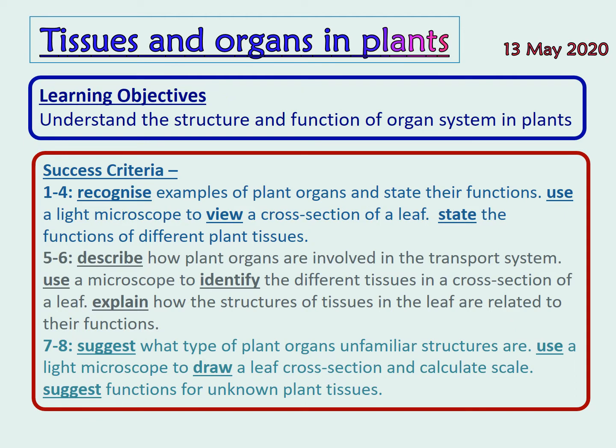For 5 to 6, we need to be able to describe how different plant organs are involved in transporting things around the plant. For 7 to 8, we need to be able to suggest what type of plant organs unfamiliar structures are. So if you are given an example of a tissue in the exam, you would have to suggest what structures are going to be there and what it's going to be for.